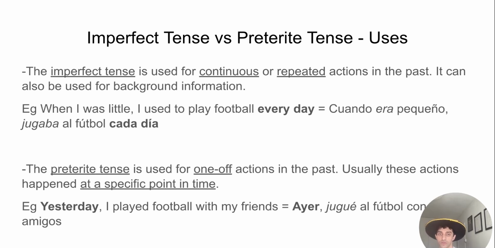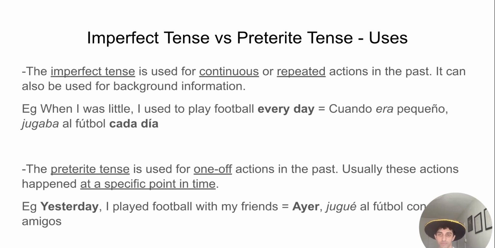And I've put in bold here the time phrase every day, or cada día in Spanish, or todos los días if you prefer as well, because that indicates more clearly that you'd have to use the imperfect tense here. And of course, in this example, both of the verbs, era and jugaba, are in the imperfect tense.